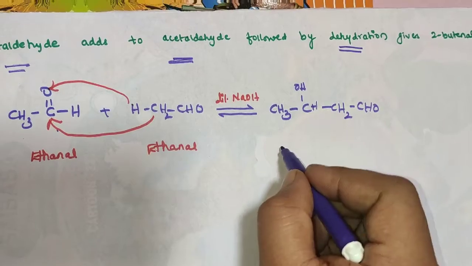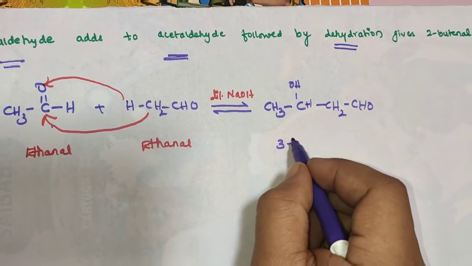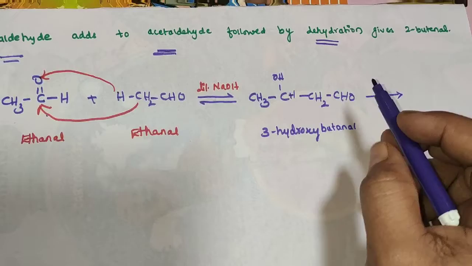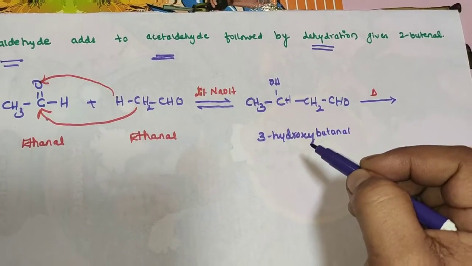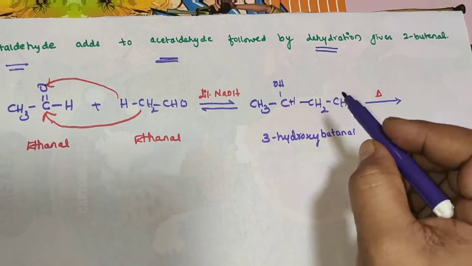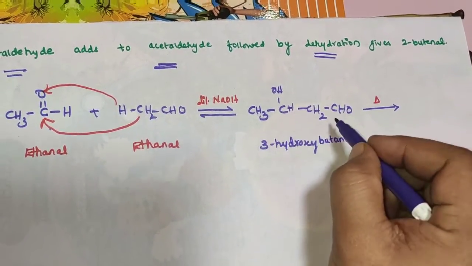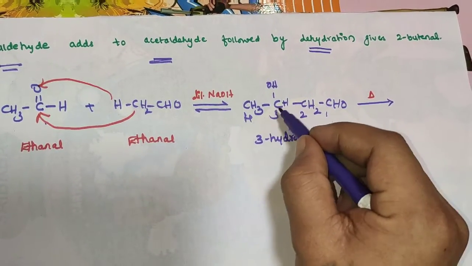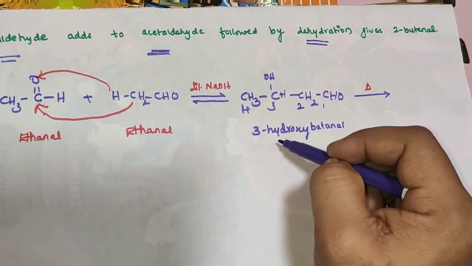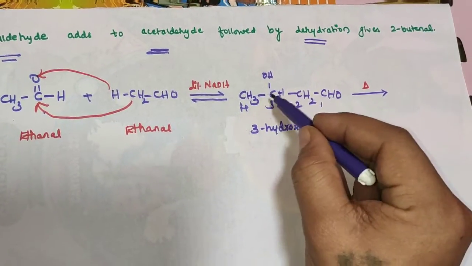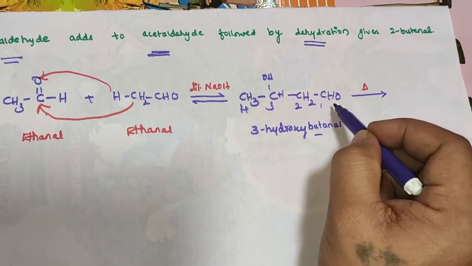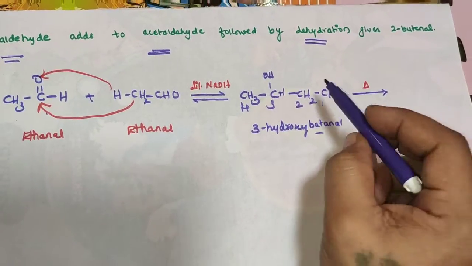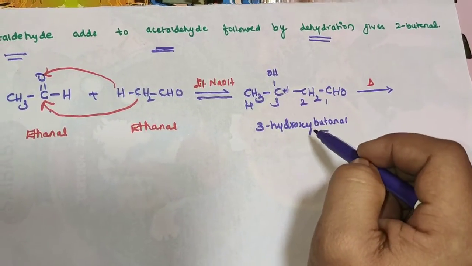This is known as 3-hydroxybutanal. Numbering 1, 2, 3, 4, the third position has the OH group, so 3-hydroxy, and there are four carbon atoms, with the main functional group being aldehyde, so butanal. This is known as the aldol product.